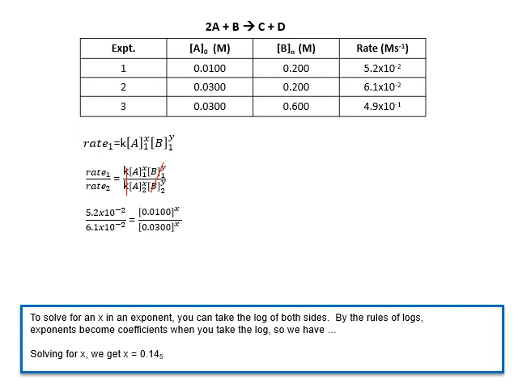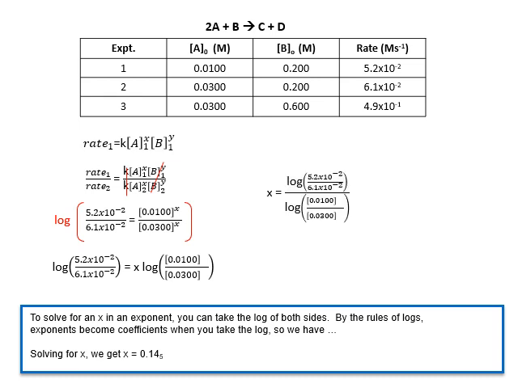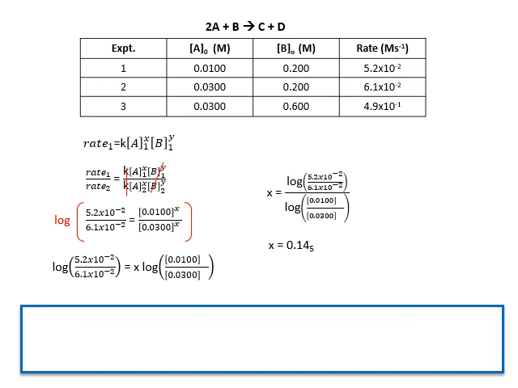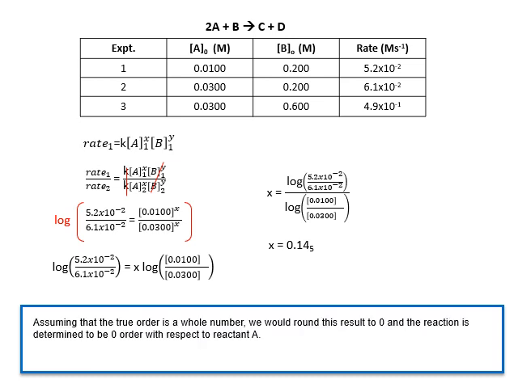To solve for an x in an exponent, you can take the log of both sides. By the rule of logs, exponents become coefficients when you take the log, so we have the following expression. Solving this expression for x gives a value of 0.145. Assuming that the true order for reactant A is a whole number, we would round this result to 0, and the reaction is determined to be 0 order with respect to reactant A.